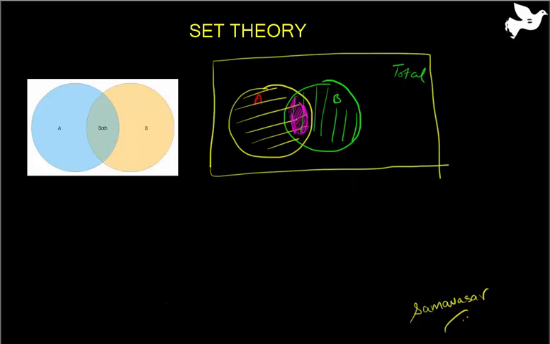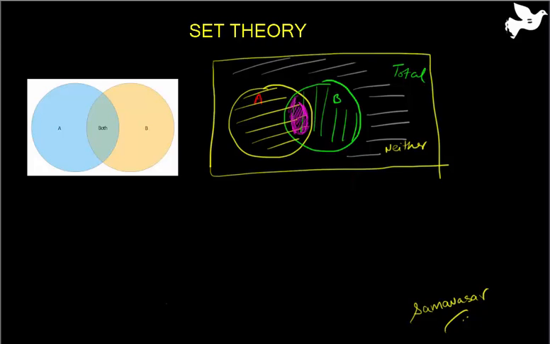So what about the area which is not part of these circles? What about this gray area? This part is basically the neither set. That is, an element which lies here means that it does not belong to either set A or set B.